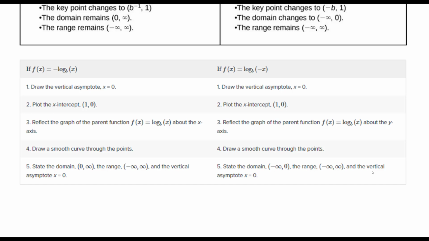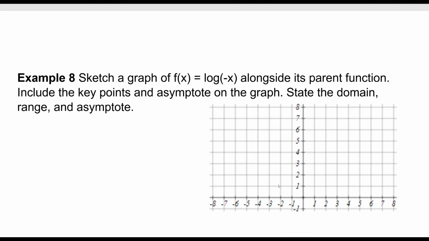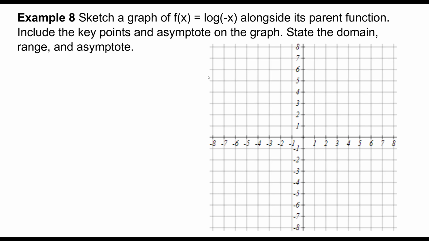So what we have here is we're going to sketch the graph of f of x equals log of negative x alongside its parent function. This says include the key points and asymptotes on the graph, state the domain, range, and asymptote.